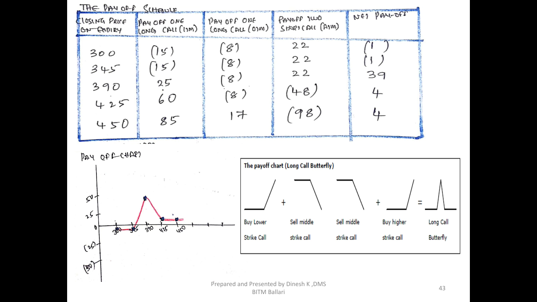The next column is the payoff from two short on a call. I have taken two short positions on a call for the strike price of 390, where I have an obligation to sell for 390. For one call I'll receive 11, for two positions I'll receive 11 plus 11, 22. When the current market price is 300, I have an obligation to sell for 390. Will the call buyer come and buy when the current market price is 300? No, definitely the call buyer will not come and buy. So I'll enjoy 22 rupees as a premium. Same for 345 and 390.